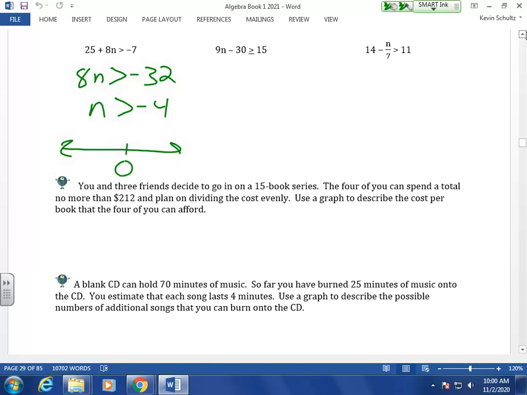Which is an open circle at -4, going to the right. Questions on that one?